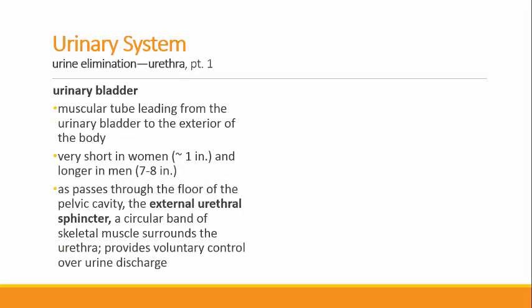Okay, so we will continue on from the urinary bladder. And that should not say urinary bladder at the top. It should say urethra. So we're talking now about the urethra. It's the muscular tube that leads from the urinary bladder to the exterior of the body.